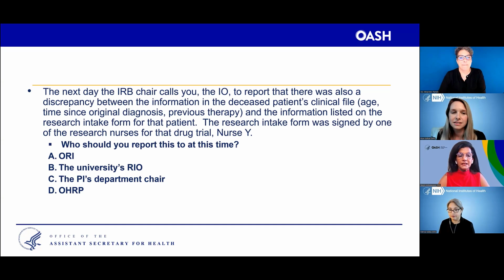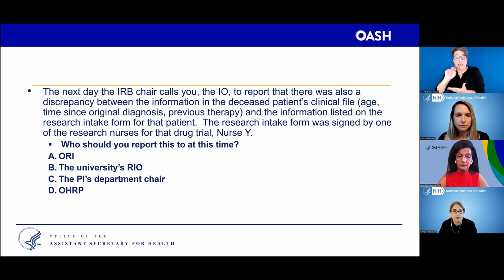Okay. The next day, the IRB chair calls you, the official, to report that there was also a discrepancy between the information in the deceased patient's clinical file and the information listed on the research intake form for that patient. The research intake form was signed by one of the research nurses for the drug trial. Who should you report this to at this time?